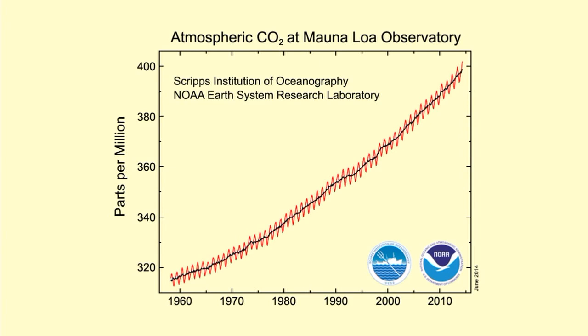Okay, so this is just showing you over time we've made these measurements, and we can see in the red, it kind of looks like a sawtooth, and that's the seasons. That's the leaves taking up carbon dioxide in the summer and then releasing it in the winter. So it goes down in the summer and up in the winter, down and up and down and up. But it's also going to higher and higher concentrations.